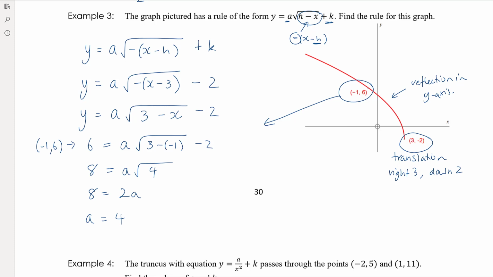Okay, we haven't got a reflection in the x-axis, we've only got that reflection in the y-axis, which is already in our equation. So therefore, this equation is going to be 4 times the square root of 3 minus x, minus 2. Technically, in terms of finding the rule for this graph, it would be perfectly fine to leave it as the square root of negative x minus 3, so factoring out that negative underneath the square root, but given it's given us a general form, we should match our equation to that general form.